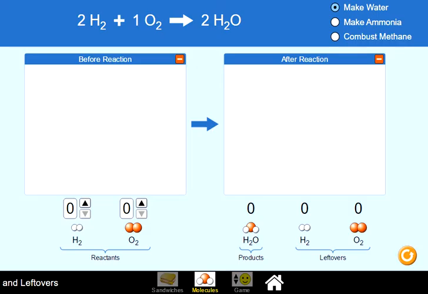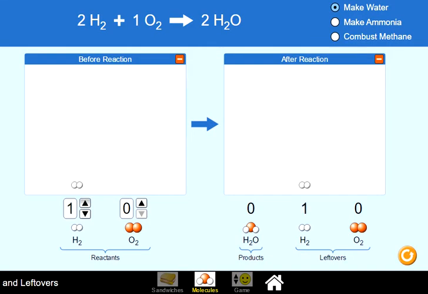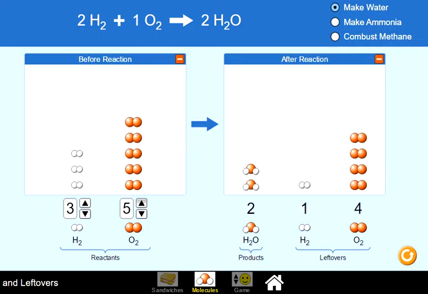So 2 moles of hydrogen gas are reacting with 1 mole of oxygen gas to form 2 moles of water. And so when I do this now, I'm going to plug in the numbers 3 and 7. So I'm going to say 3 here, 7 here, and then voila. Well, if I have 2 moles of hydrogen, that's going to create 2 moles of water. And so I've got 3 moles of hydrogen. That's enough to make 2 moles of water, and that would leave 1 leftover hydrogen.